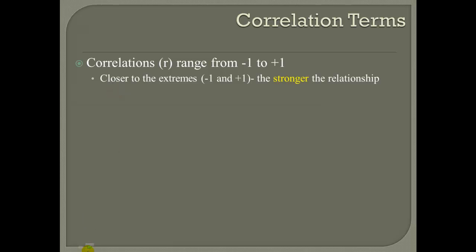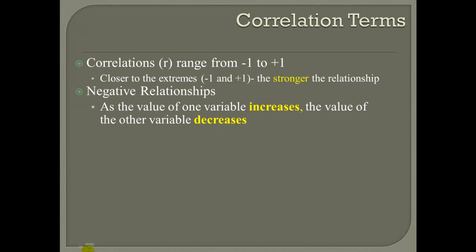It's going to have that -1 to 1 value, and then the closer it is to one of those sides, the stronger the relationship. And obviously, if you have a negative relationship, you'd end up getting a negative value. If it's closer to -1, then you would have a stronger negative association between variables. A negative relationship basically means that as one variable increases, the other variable decreases.